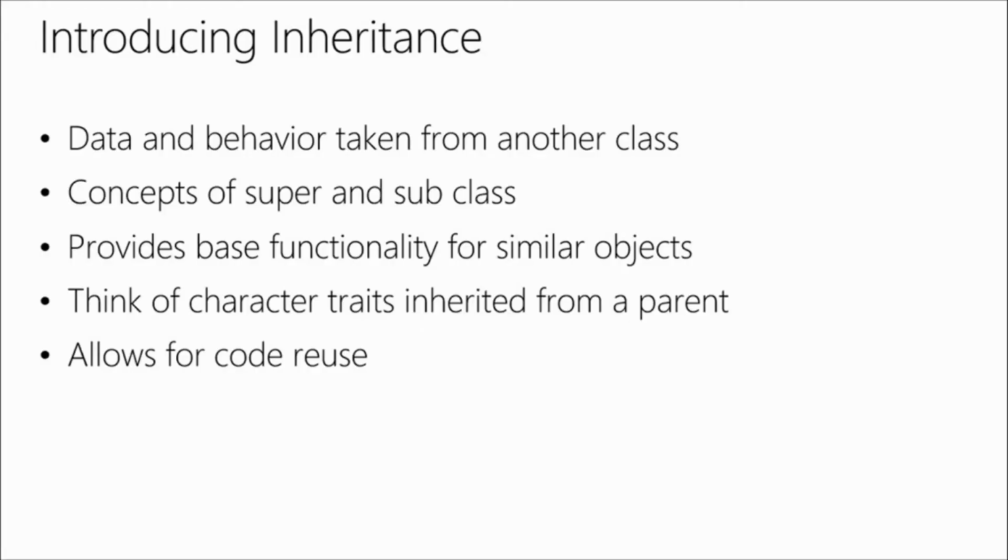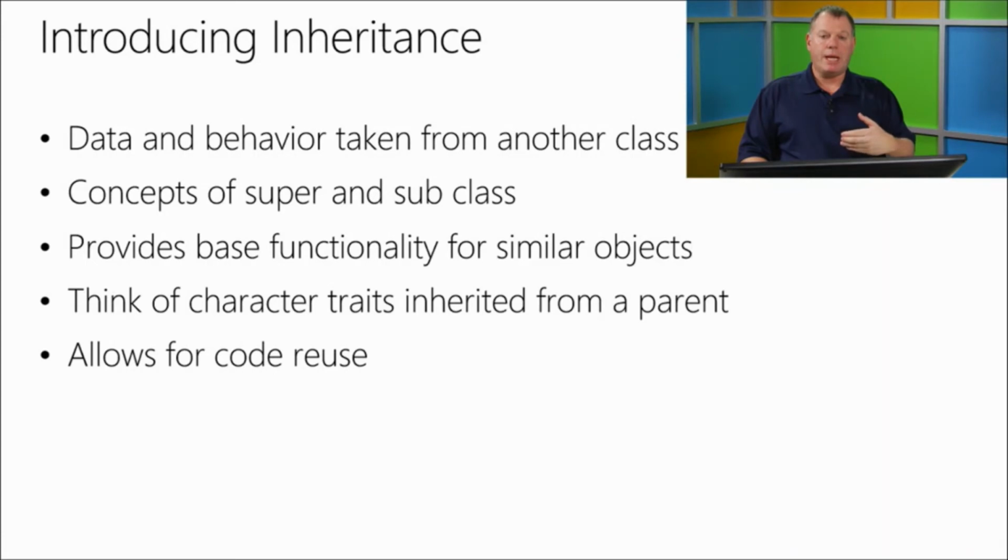So when we talk about inheritance in object-oriented programming, the data, which is the attributes, and the behavior are taken from another class. This creates the concept of what we refer to as superclasses and subclasses, or a base class and a derived class. There are different terms that you can use for it, but a superclass or a base class becomes sort of the parent, and the derived class or subclass becomes the class that does the inheriting. It's the one that collects those values from the parent class or from the superclass.